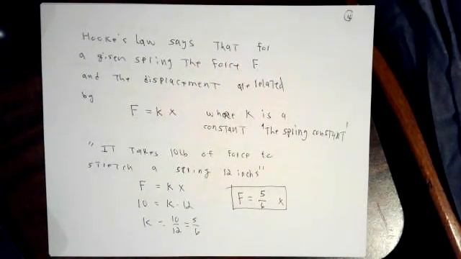Now, if I wanted to use feet for my units of distance, 12 inches is a foot. So if I were using feet, 10 would be k times 1 foot. The k would be 10, and the force would be 10 times x then. So the exact value of this constant depends on what units you're using.